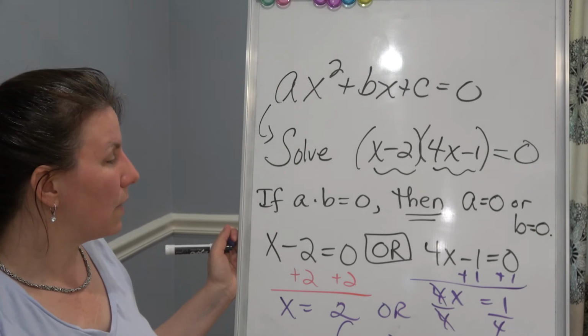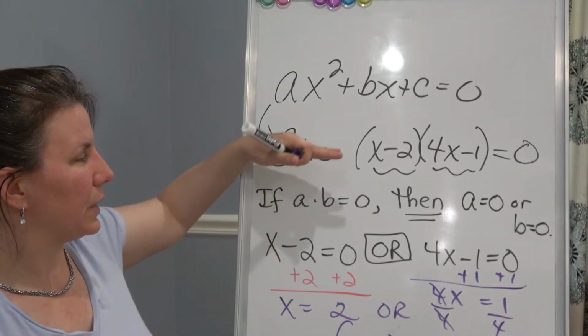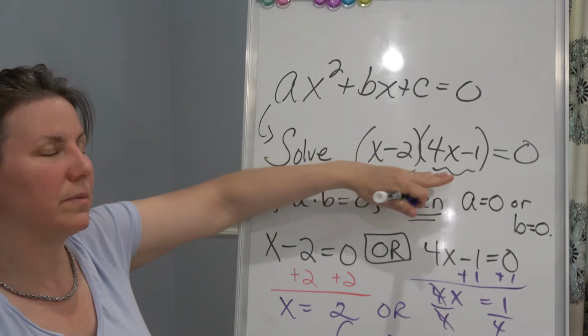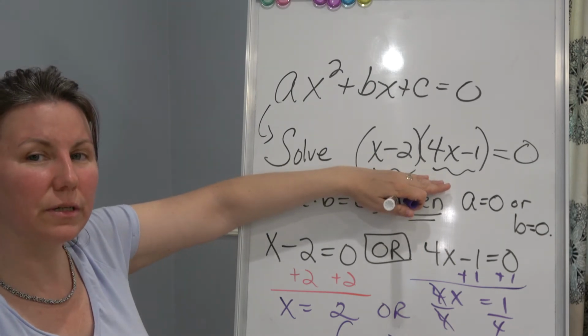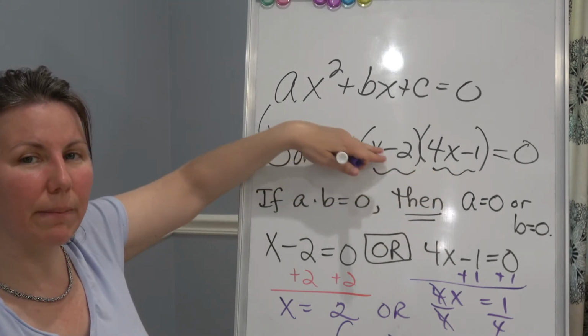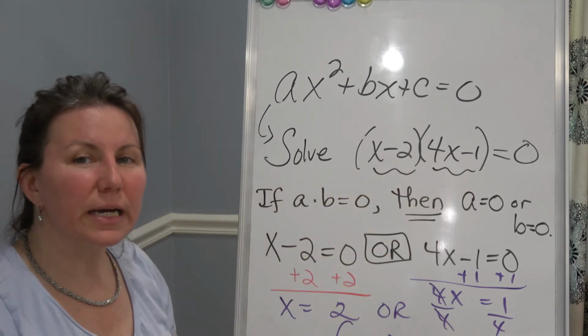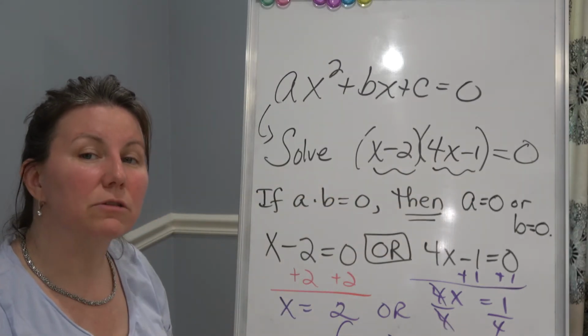Okay? So the problem is that you're not going to be given problems like this where it's already factored, either with parentheses or maybe a monomial times a binomial. You're going to have to figure that out. Okay? So this is where we're heading.